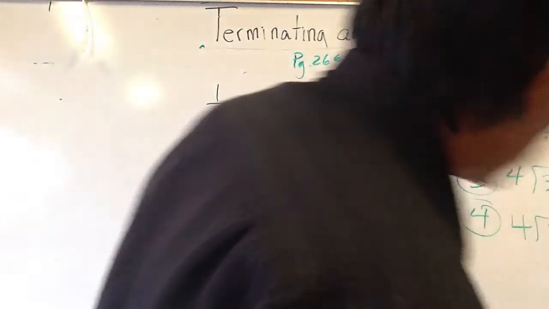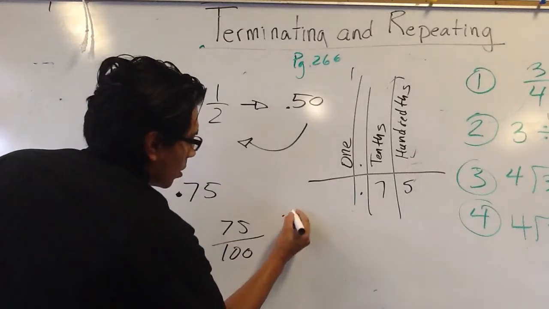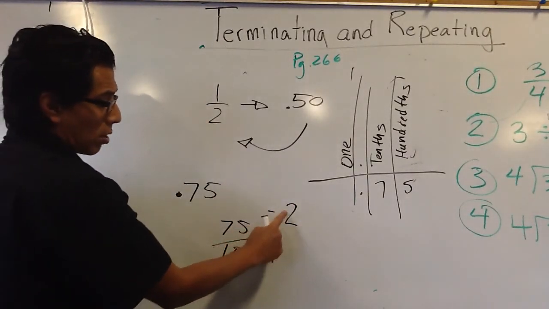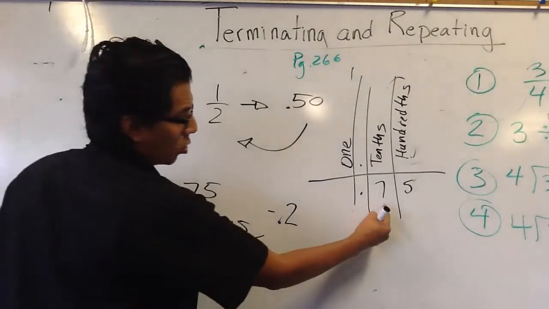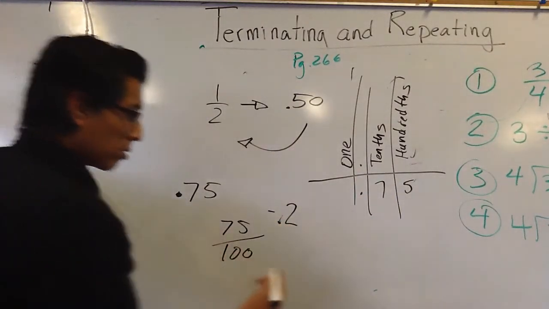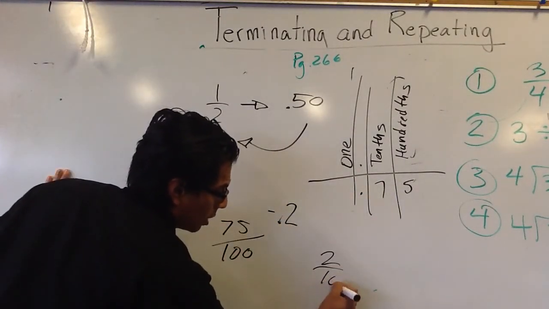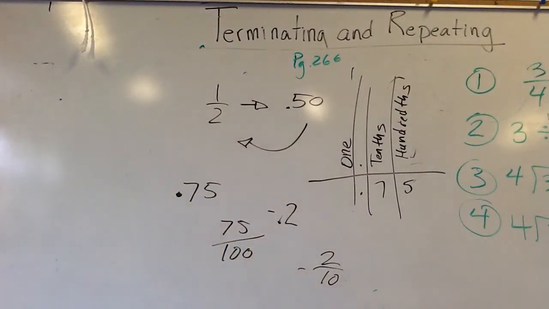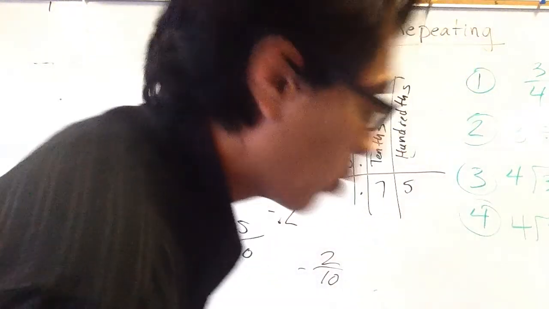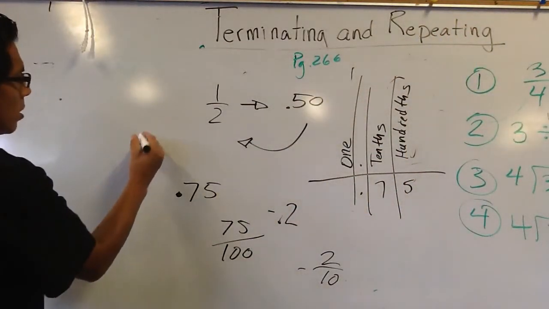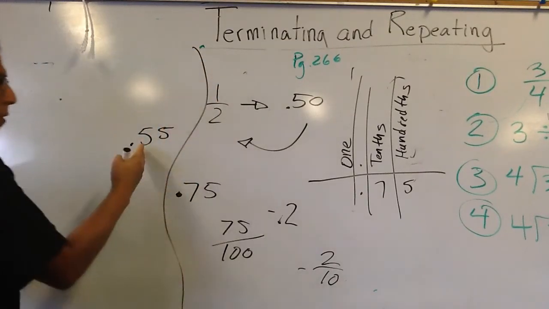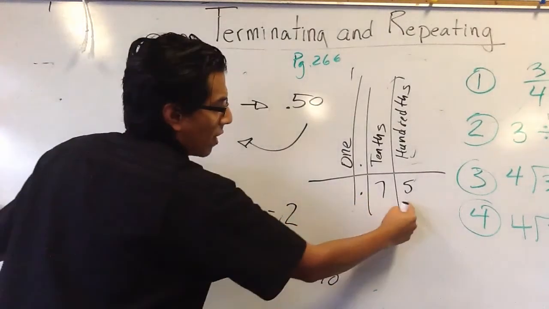Let's try another one. Look at this one. Uh-oh, now my notes are getting crazy. What does that say? 2 tenths. See that? Isn't that nice? So it's easy to convert your tenths to hundredths. Let's try one more. What if it's this? That's okay. Let's try it like this. 55 hundredths.